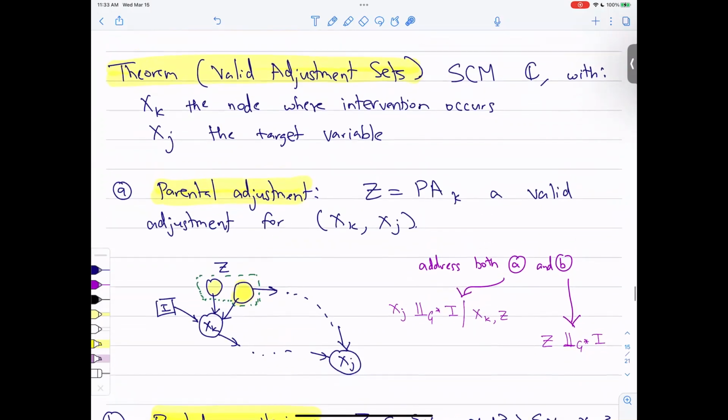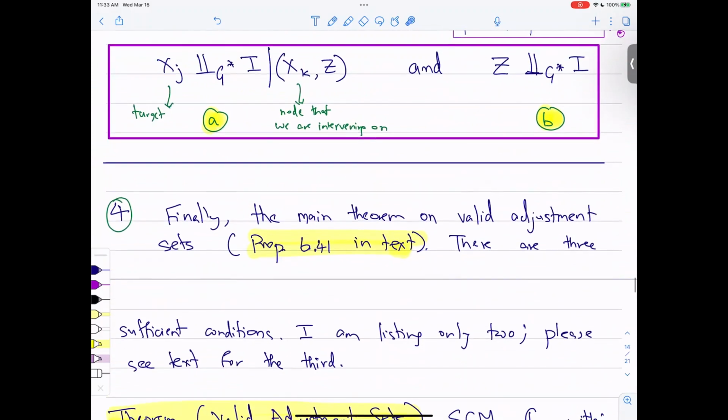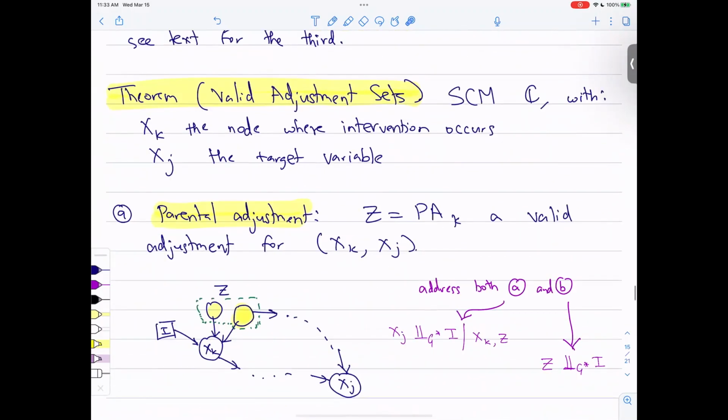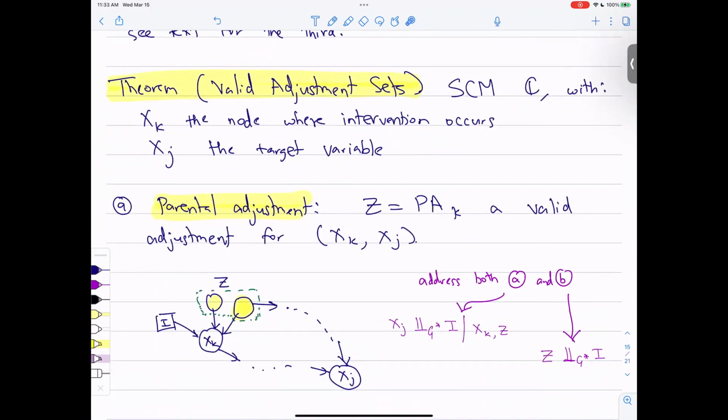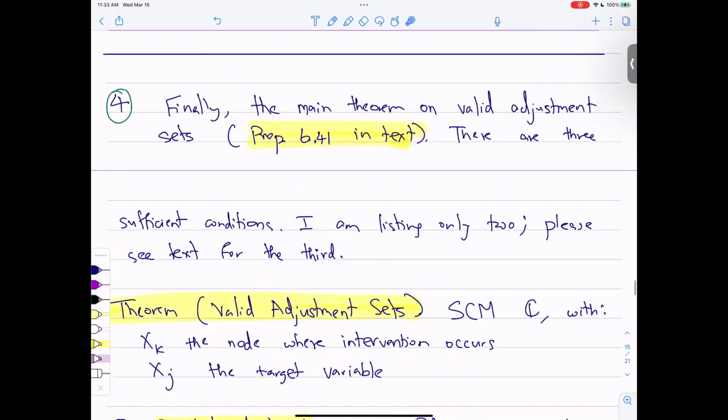So we need two conditions. First, let's look at the simple one: Z and I are independent. Z is these two, I is here. Are they D-separated? Yes, because XK is a collider. So there's a collider, so they're D-separated. So that's that.